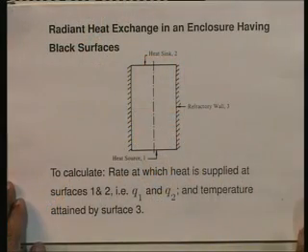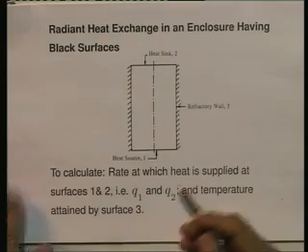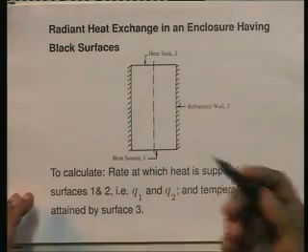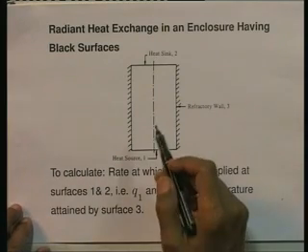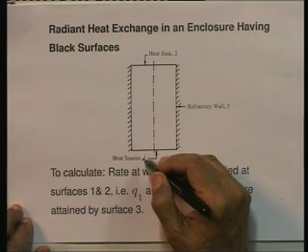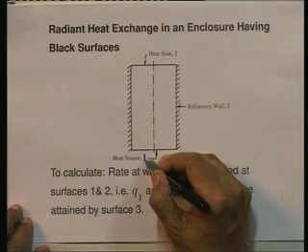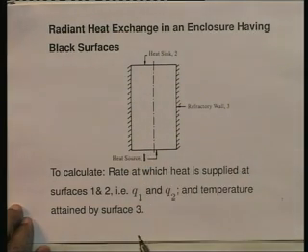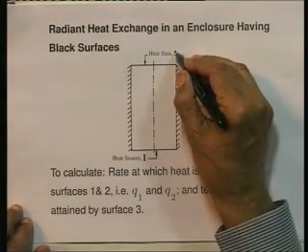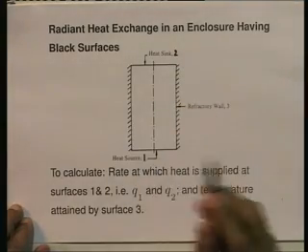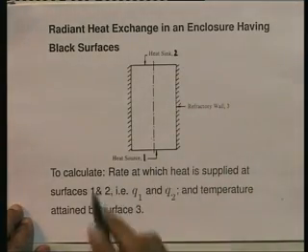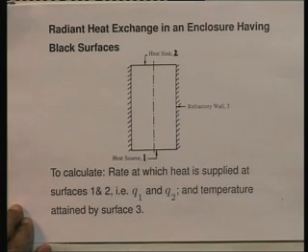Consider the following enclosure as shown here. This is a 3 surface enclosure. It is shown as a cylindrical enclosure, but it could be any 3 surface enclosure. Surface 1 is this surface, surface 2 is this surface, and surface 3 is the round surface, the curved surface of the cylinder.